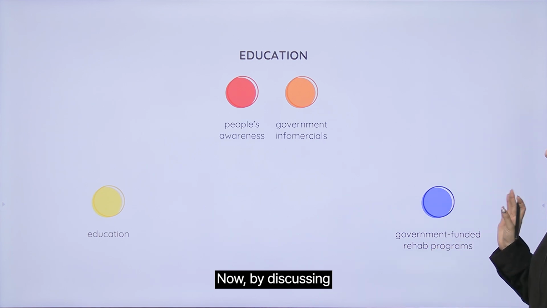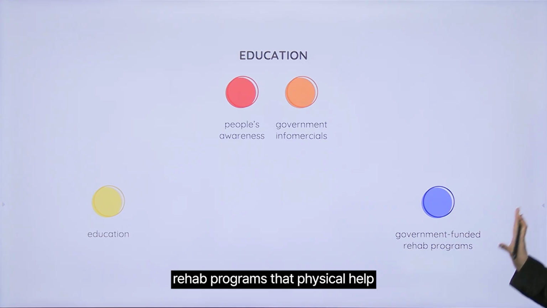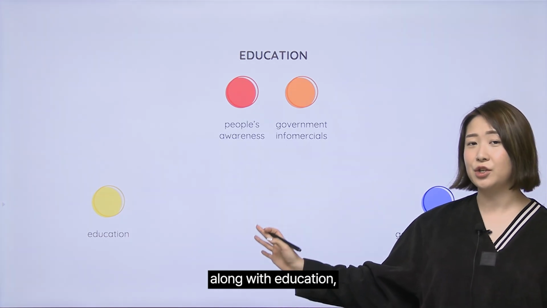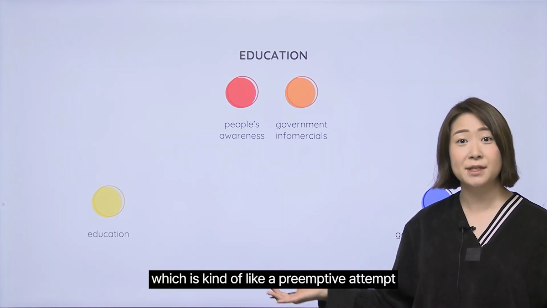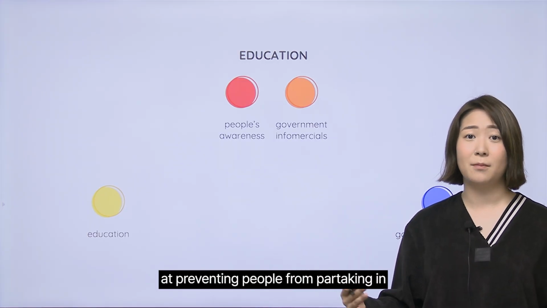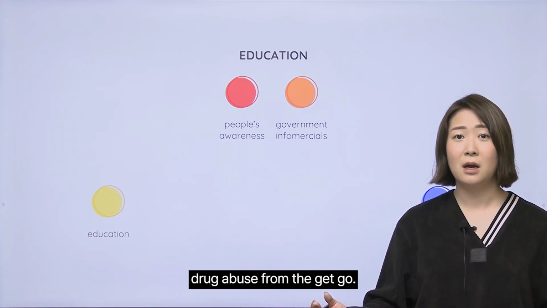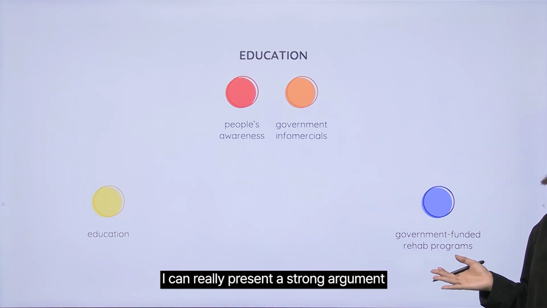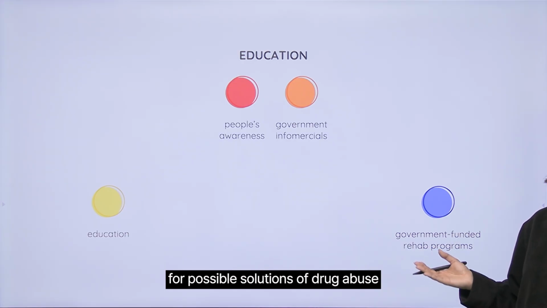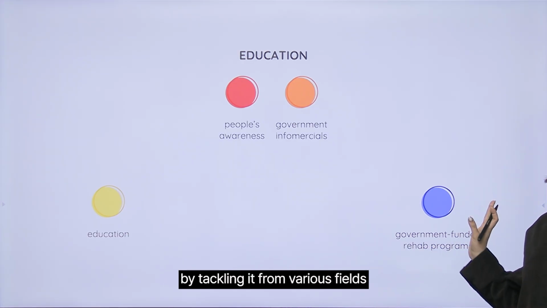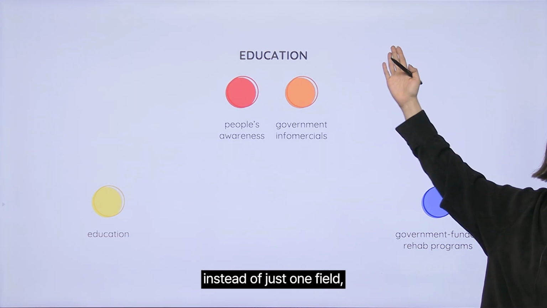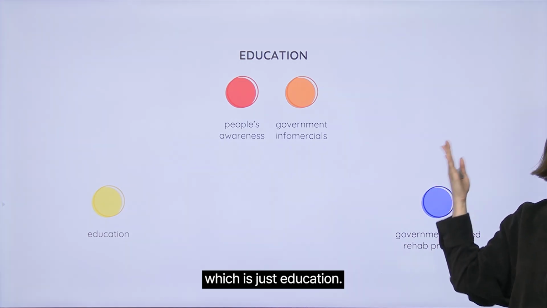Now, by discussing rehab programs, that's physical help, along with education, which is kind of like a preemptive attempt at preventing people from partaking in drug abuse from the get-go, I can really present a strong argument for possible solutions to drug abuse by tackling it from various fields instead of just one field, which is just education.